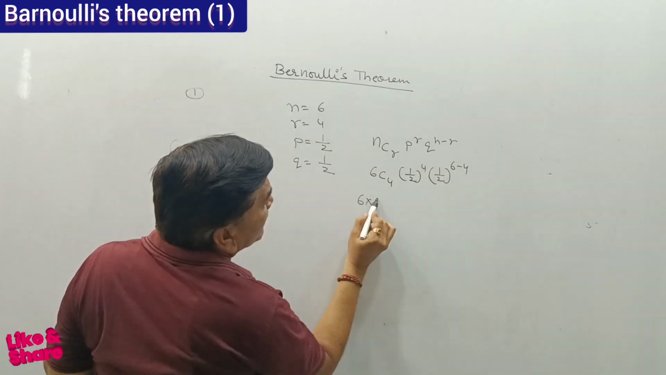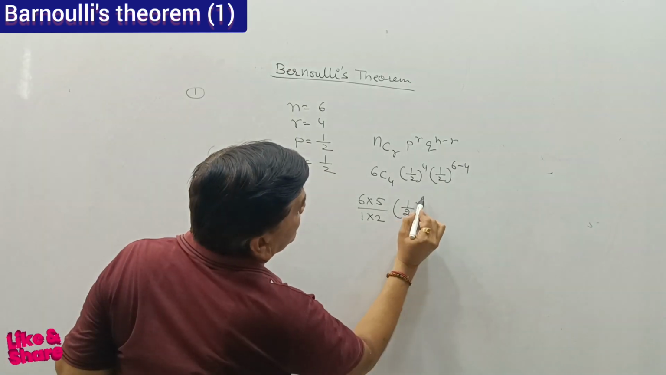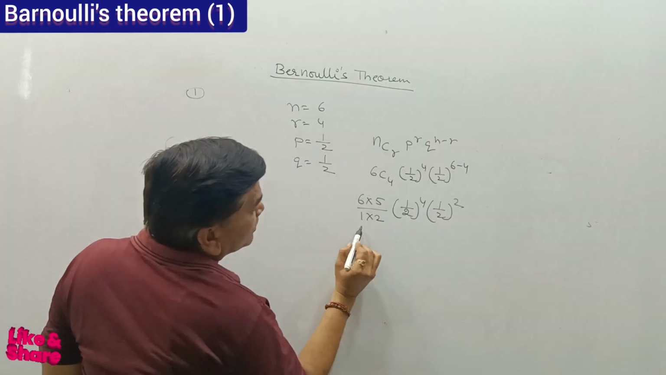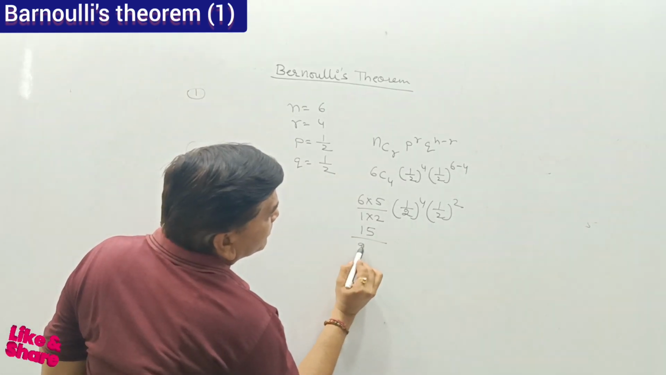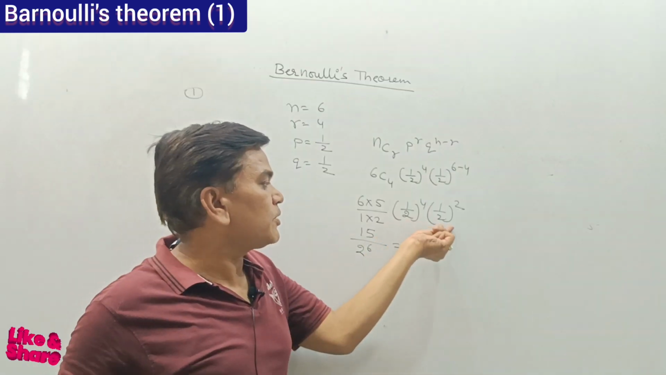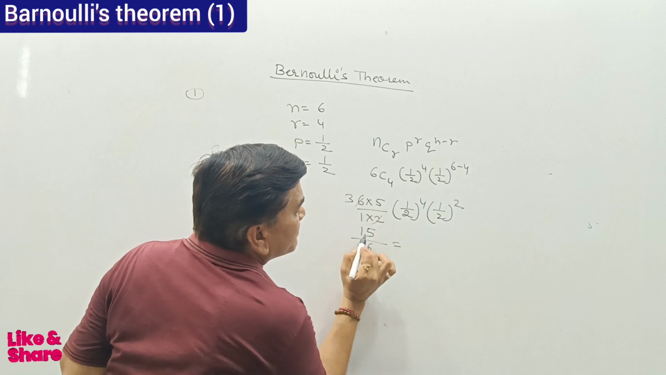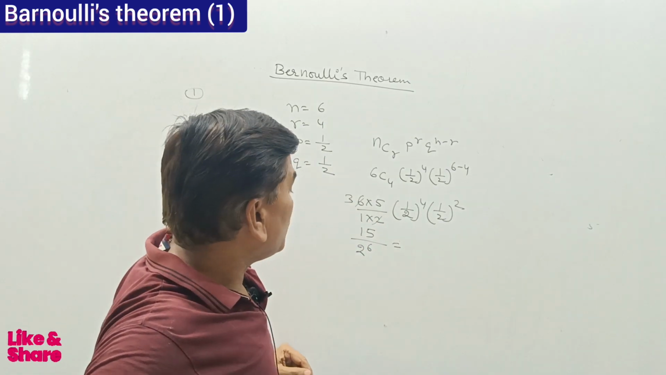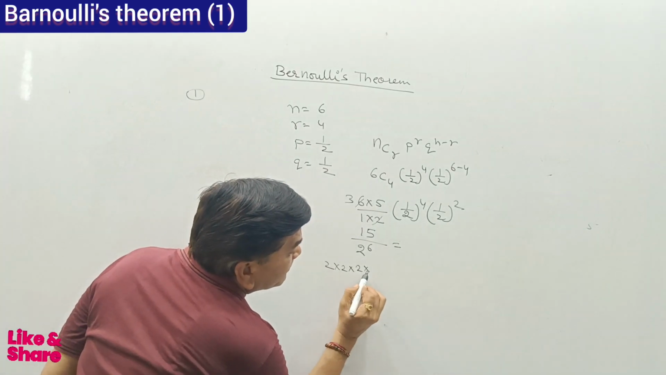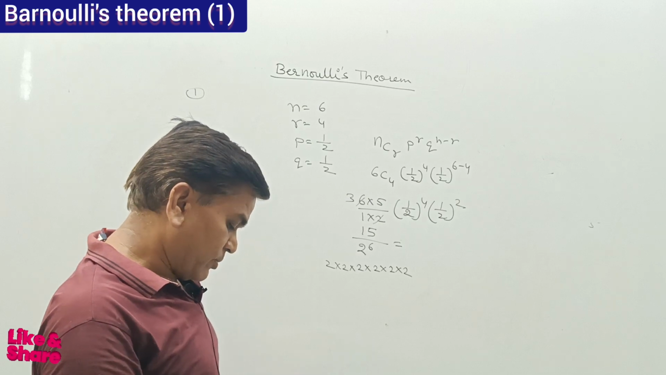So 6 multiply 5 divided by 1 multiply 2, 1 by 2 raised to power 4 and 1 by 2 raised to power 2. So 15 divided by 2 raised to power 6, because 2 raised to power 4 and 2 raised to power 2 give 2 raised to power 6. 3 5s are 15. 2 raised to power 6 means 2 multiply 2 multiply 2 multiply 2 multiply 2 multiply 2. So 2 multiply 2, 4.